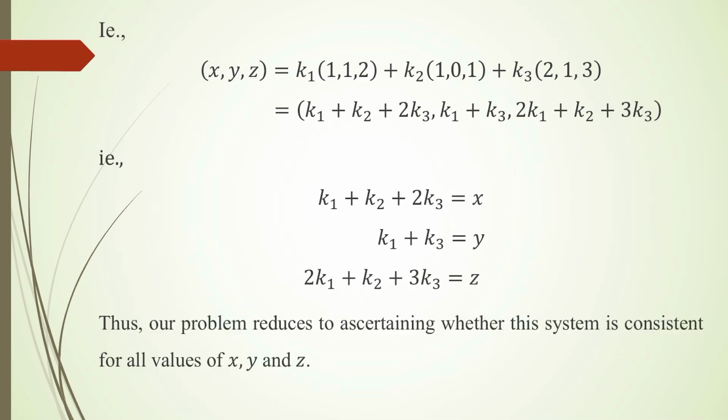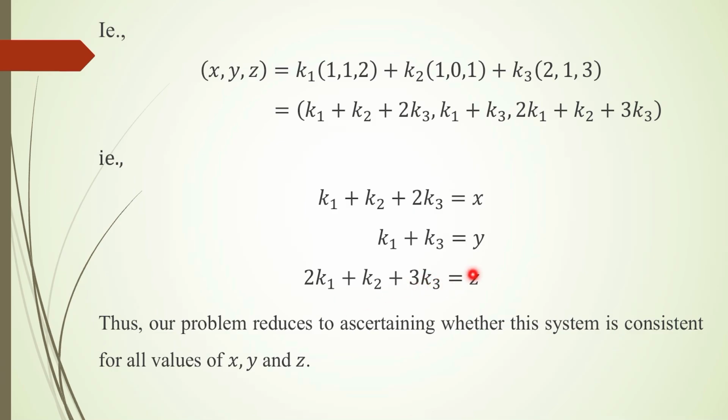Now the problem is to find whether this system of linear equations is consistent. Consistent means the system has at least one solution. So whether this linear system has a solution k1, k2, k3 for every x, y, z. You give some real values for x, y, z, and the system must have a solution k1, k2, k3.